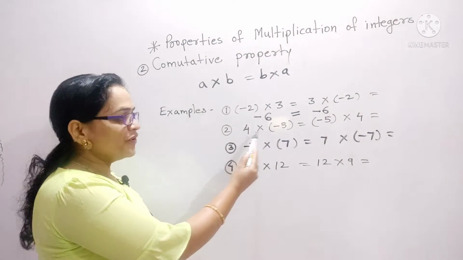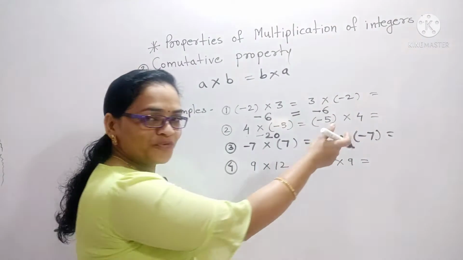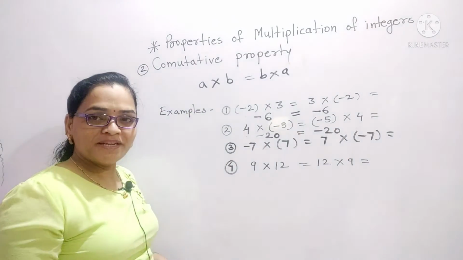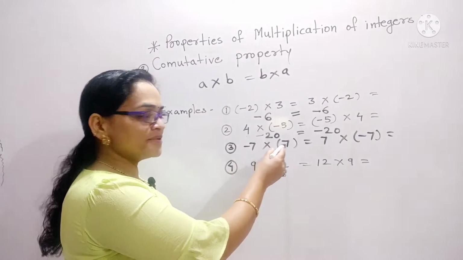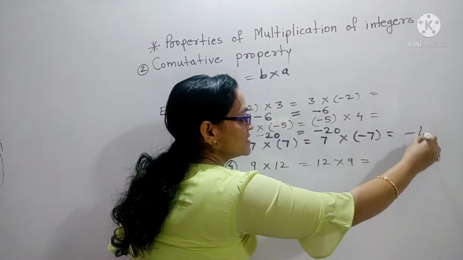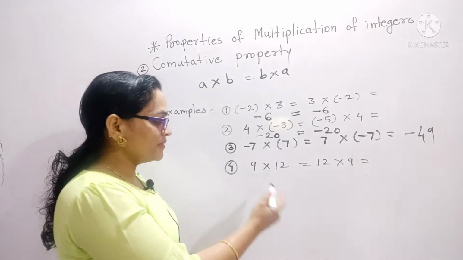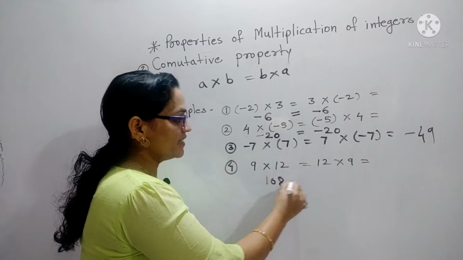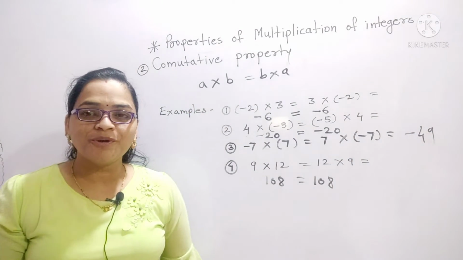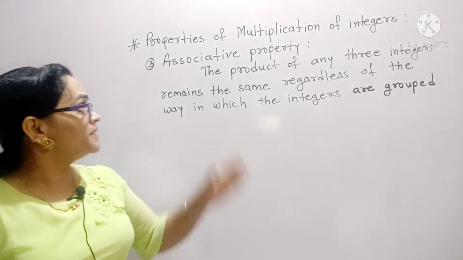Second example, see, 4 into minus 5, 4 5s are 20, minus 20, and 5 into 4, 5 4s are 20, and minus sign, minus 20 is equal to minus 20. Same, minus 7 into 7 or 7 into minus 7, product will be minus 49. Same, 9 into 12 is equal to 12 into 9. 9 12s are 108 is equal to 12 9s are 108, and this is the commutative property for multiplication of integers.